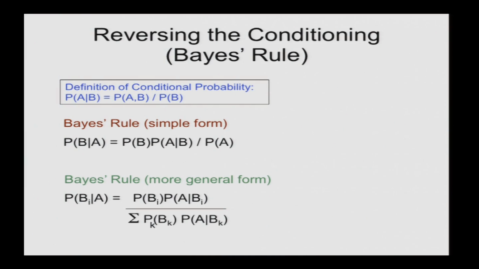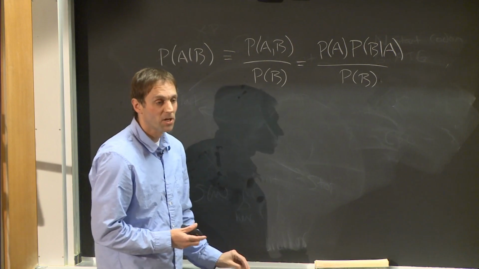Yeah. The slide starts from PB given A and goes the other way. Anyway, so you rewrite the bottom term as a sum of all the possible cases.